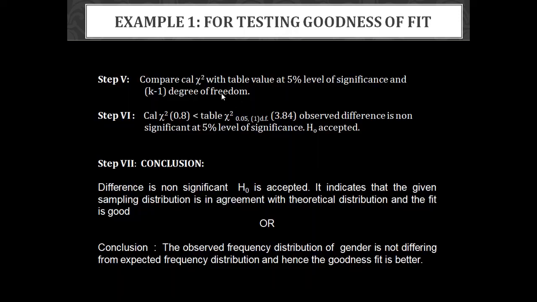Now this is one more example, and we continue with the example regarding goodness of fit. Finally we conclude that the difference is non-significant, so H naught is accepted. That indicates that the given sampling distribution is in agreement with the theoretical distribution. That means the ratio of male and female is 1:1 for the given problem.